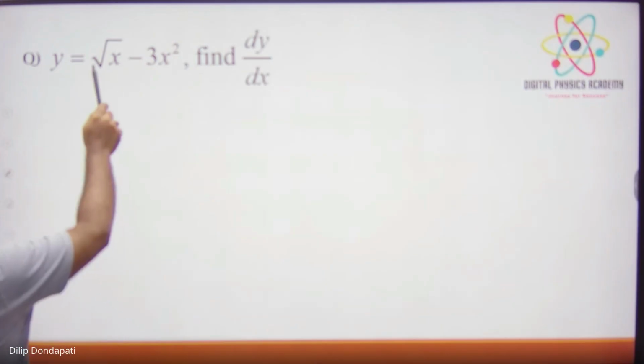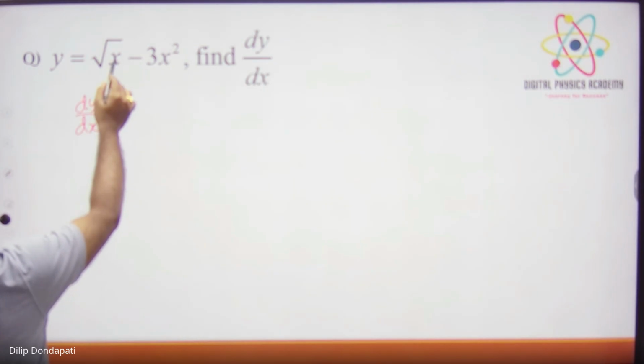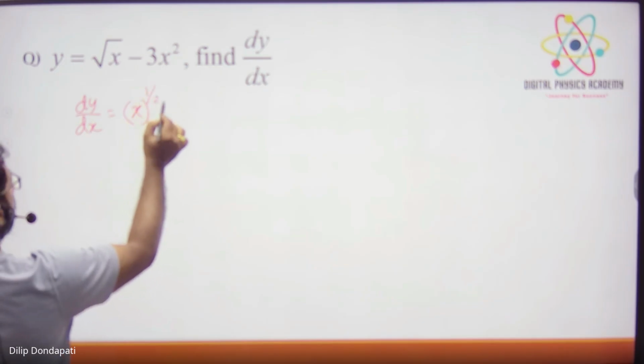2x power 1 by 2 minus 6x. First one is the root x, which is nothing but x whole power 1 by 2. So apply the exponent formula, how much will it come? 2x power 1 by 2. First tell me the form step by step, then say 2x minus 1 by 2. What is n here?